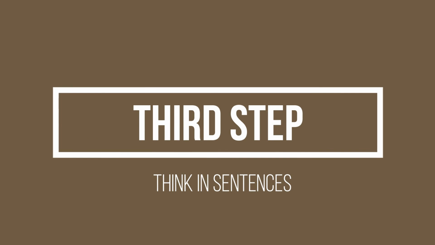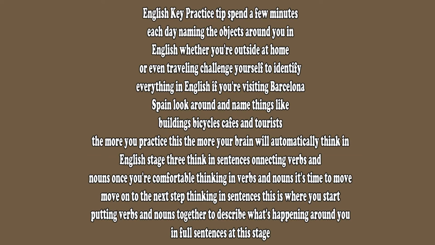Third step, think in sentences. English key practice tips: spend a few minutes each day naming the objects around you in English. Whether you're outside, at home, or even traveling, challenge yourself to identify everything in English. If you're visiting Barcelona, Spain, look around and name things like buildings, bicycles, cafes, and tourists. The more you practice this, the more your brain will automatically think in English.